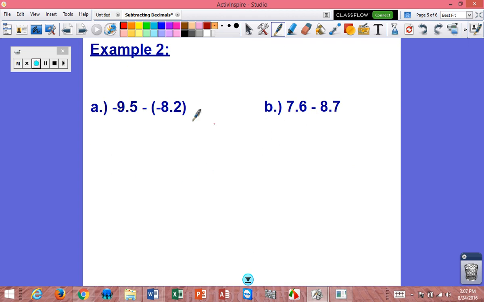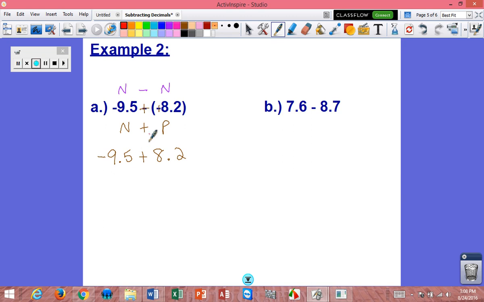Alright, example 2, we have 2 more problems. So here we have a negative 9.5 minus a negative 8.2. So if I'm going to add the opposite, my new problem should look like a negative plus a positive. Alright, so I want to change subtraction to addition, and I want to make this negative 8.2 positive. So I really have negative 9.5 plus 8.2.